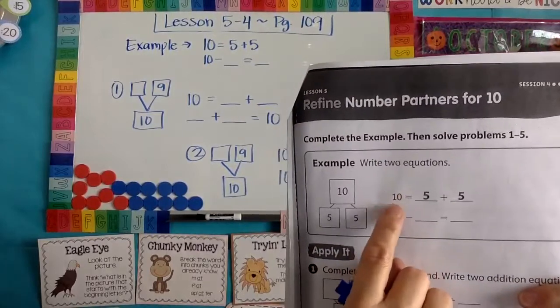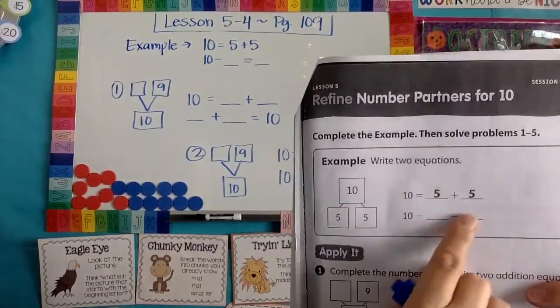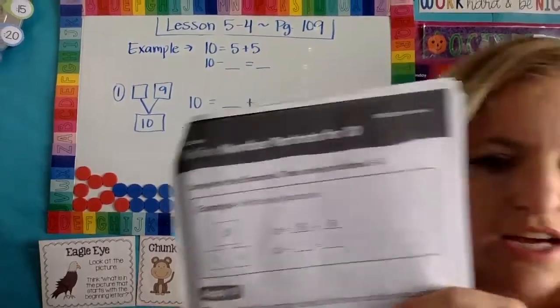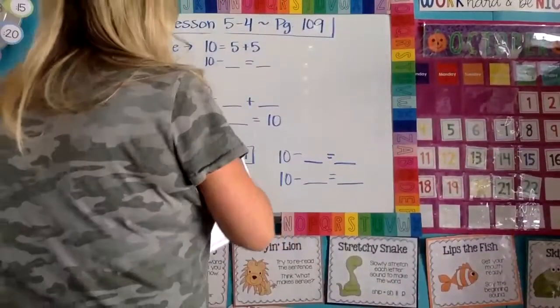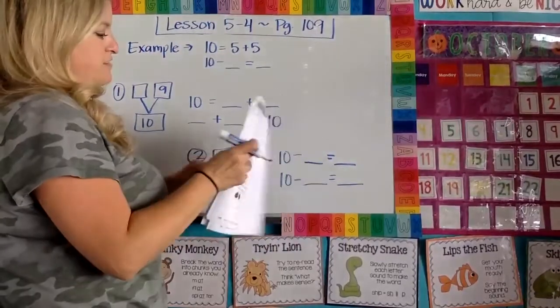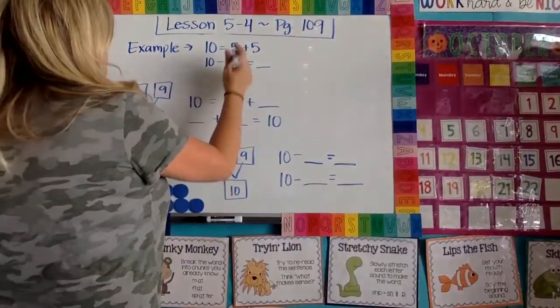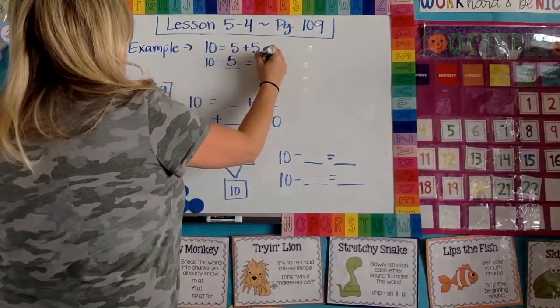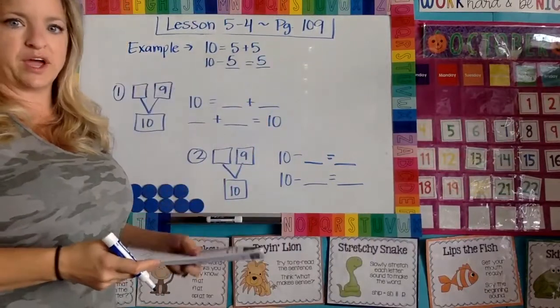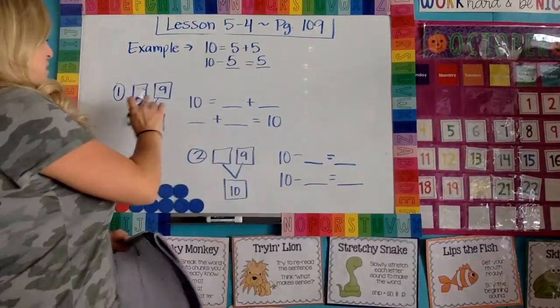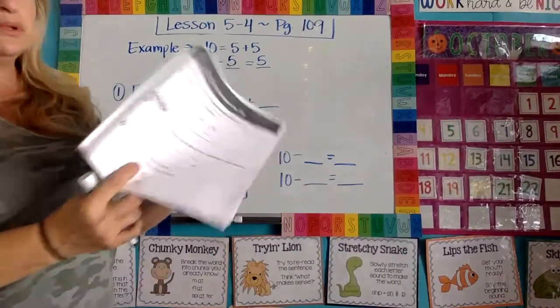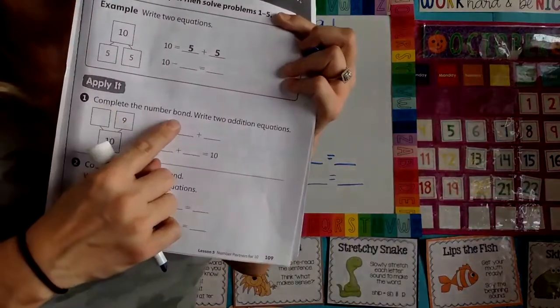All they did was put the sum in the front. Normally it's at the back, so don't let that confuse you. So 10 equals 5 plus 5. Then I'm going to switch it into 10 minus 5 equals 5. Okay? Now down here you have apply it, and it says complete the number bond.